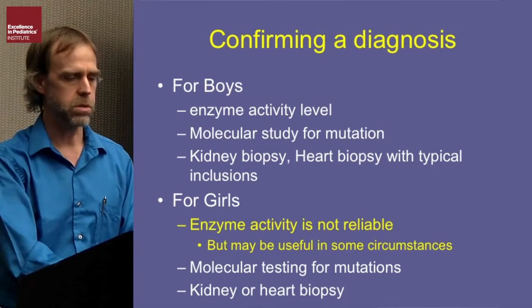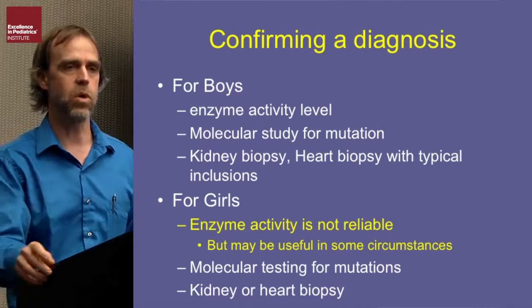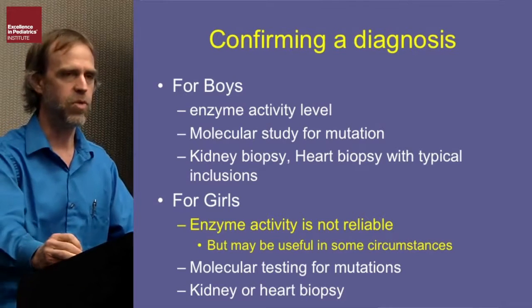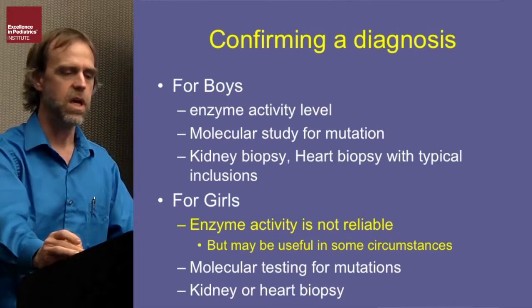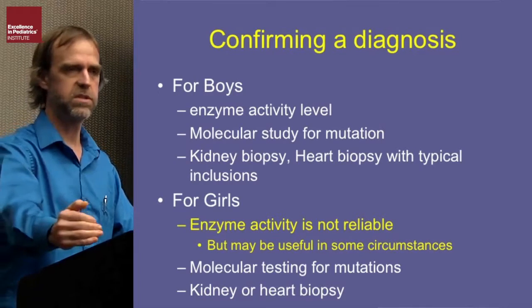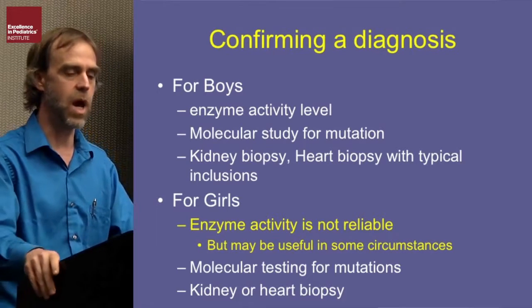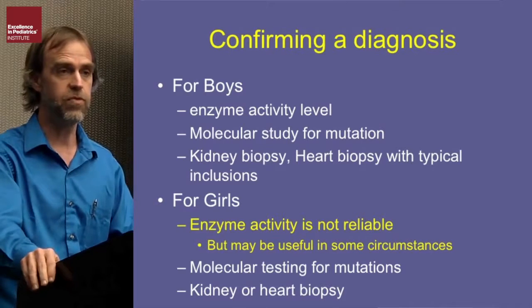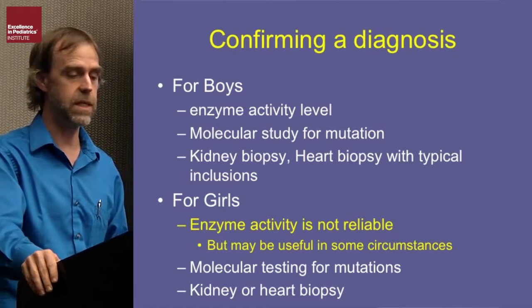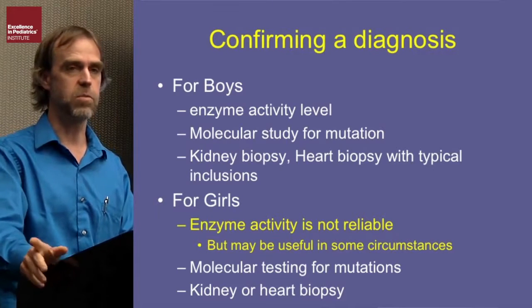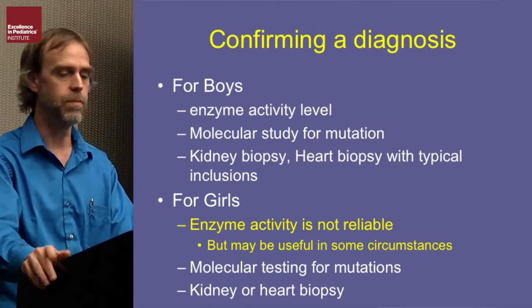For girls, because it's an X-linked disorder, they have 2 copies of the gene, and with random X inactivation, they will have some cells that produce the enzyme and some that do not. That does not keep the females from having disease, but it does make it so the enzyme test as a blood test is not reliable.